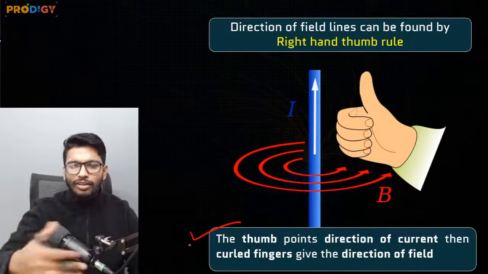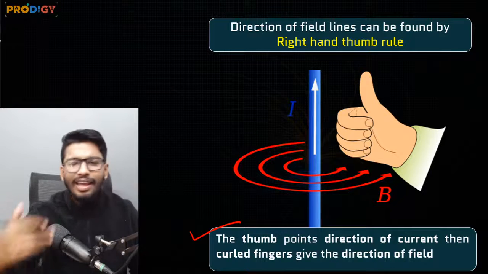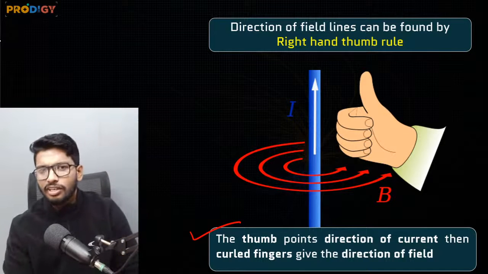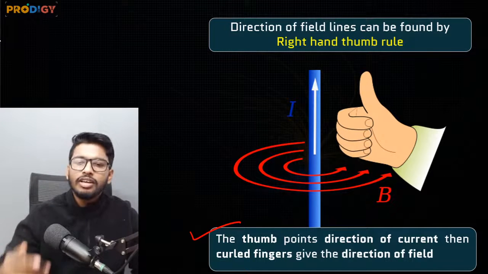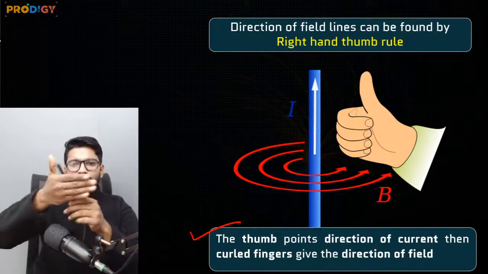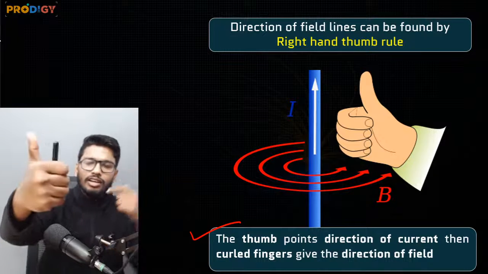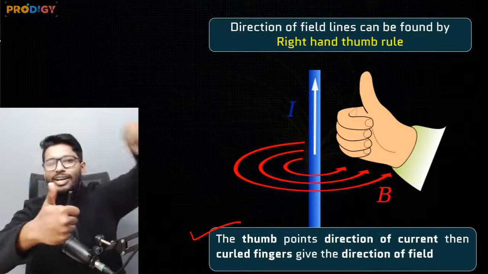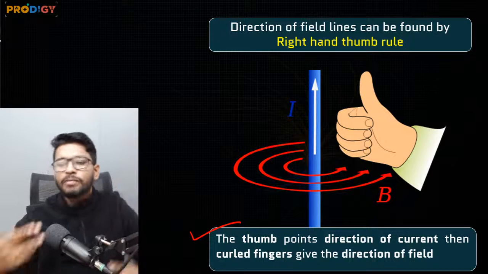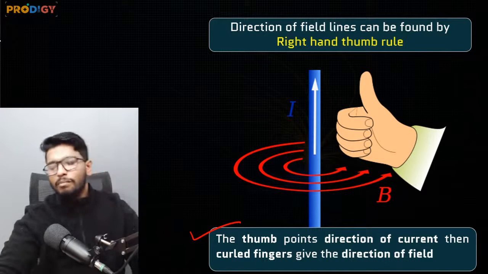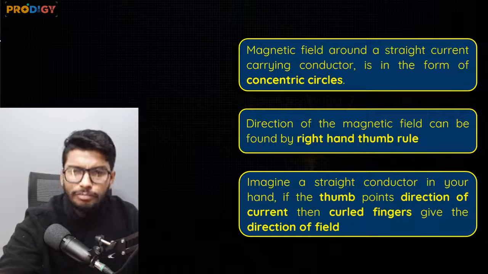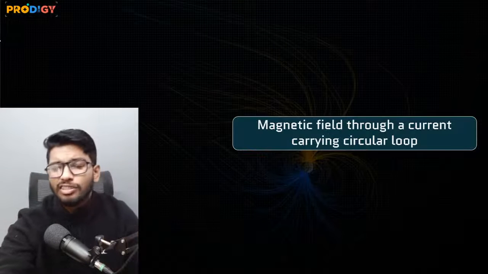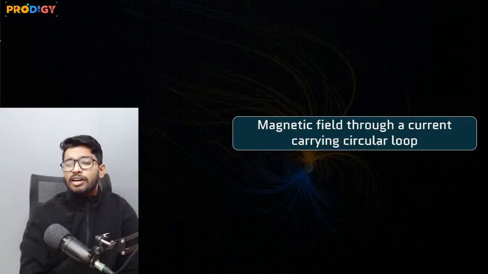You can make a note of it, take a screenshot if you want to. Anyways, I'll be putting up the notes of the session at the end of this session, but nonetheless, you can take a screenshot just for your reference. So here you can see that the current is going in the upward direction. So if you look at the nails, you see that they're going in an anti-clockwise direction, right? So this is how it is going to be. So the thumb shows the direction of current and the curled up fingers show the direction of the magnetic field. So that's the right hand thumb rule. It's basically Maxwell's right hand thumb rule.